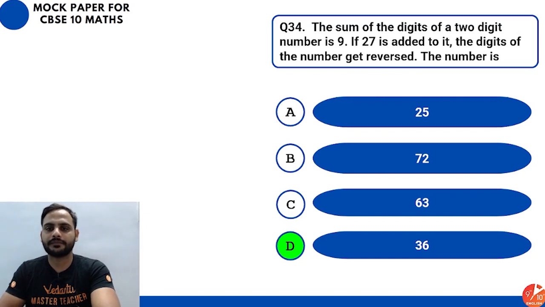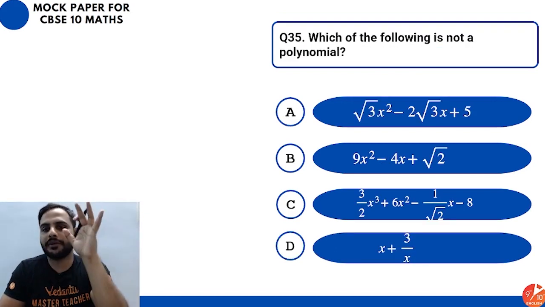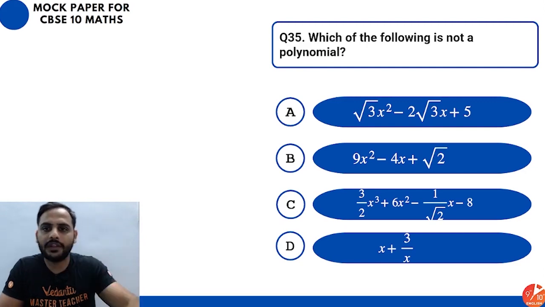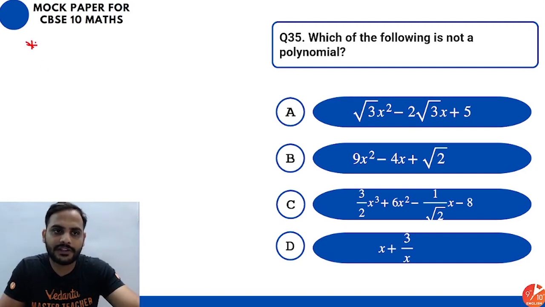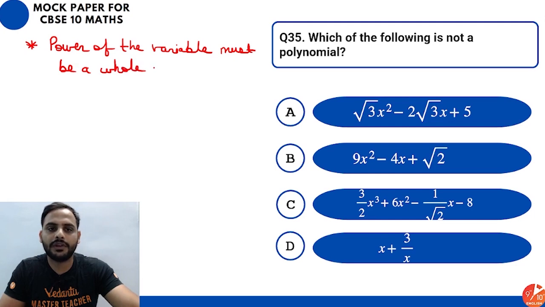Okay? Next question. Which of the following is not a polynomial? Now for not a polynomial, guys, we know one condition, that power of the variable, very important, power of the variable must be a whole number. That means it should not be inside square root. Second, it should not be in the denominator. Inside square root variable should not be there.